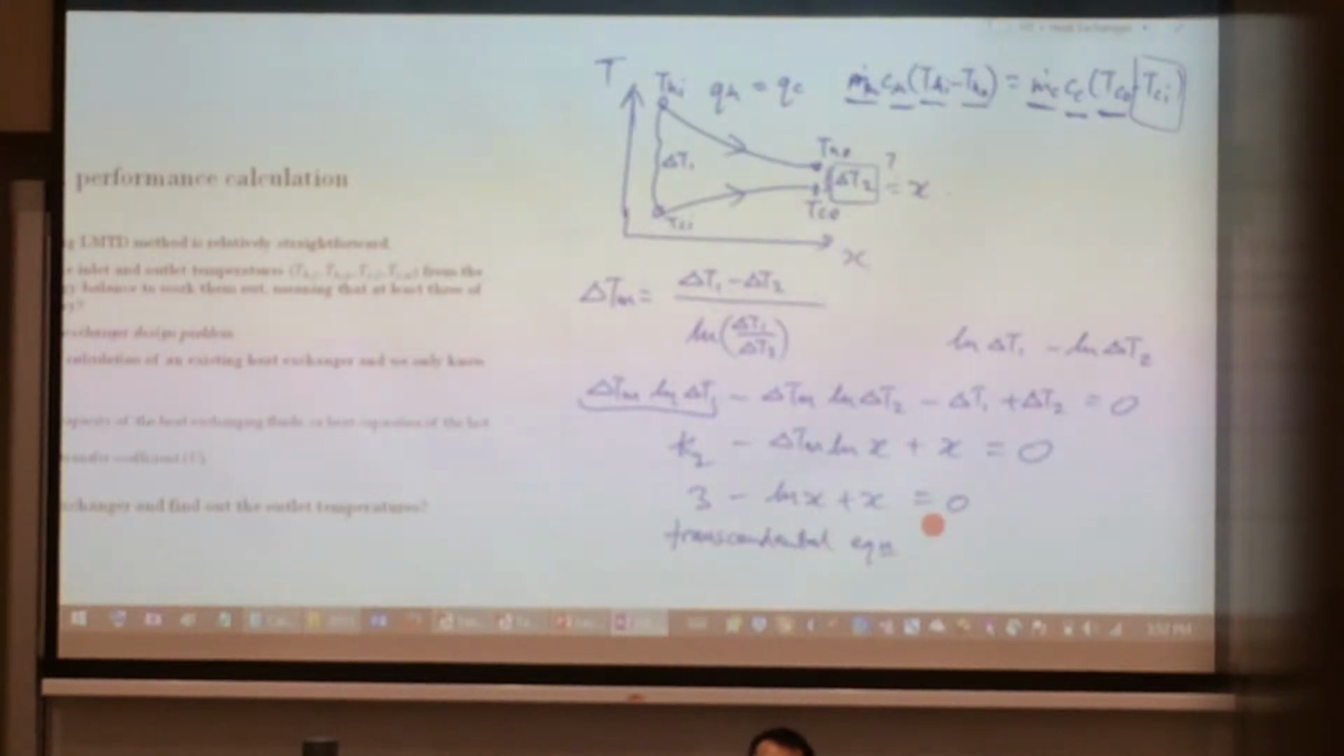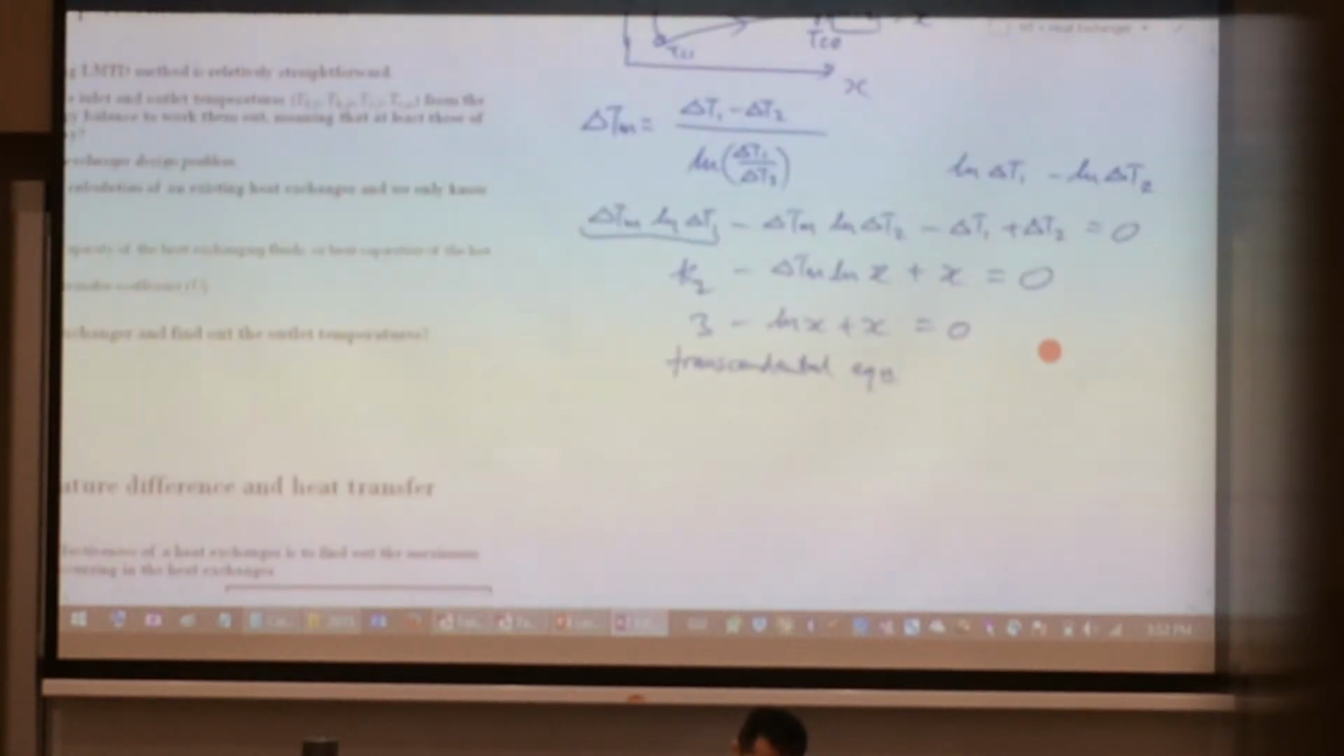You use a method that we call the effectiveness NTU method. NTU doesn't stand for Nanyang Technological University, no. It stands for number of transfer units. Number of transfer units, and we'll be seeing that in the following. This epsilon, we read it as effectiveness. So in some textbooks, they write effectiveness, NTU method.